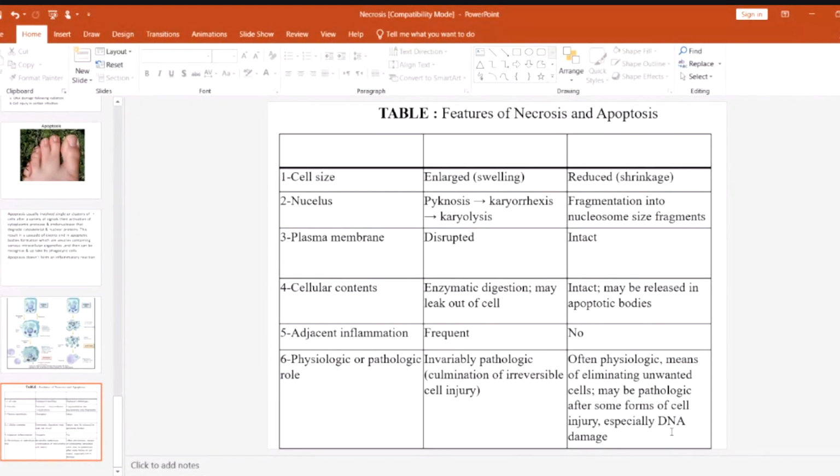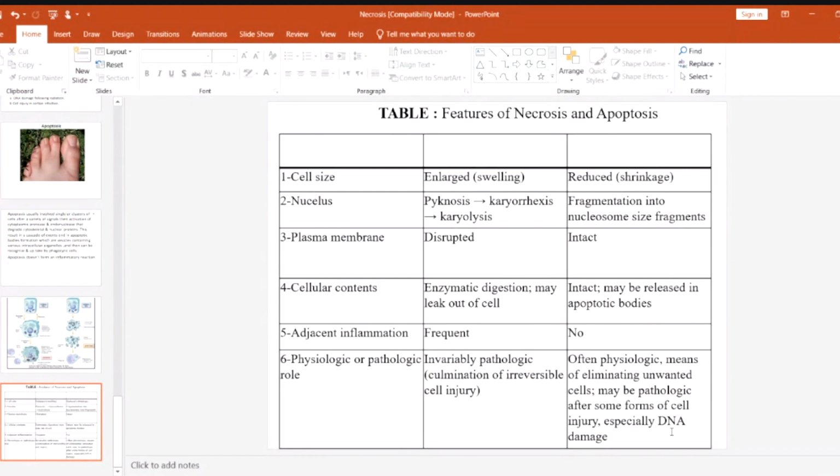About the cell size, necrosis enlarges, apoptosis shrinks. The nucleus in necrosis passes through pycnosis, karyorrhexis, karyolysis. Apoptosis: fragmentation into nucleosome size fragments. The plasma membrane is disrupted in necrosis, while it's intact in apoptosis. In necrosis, enzymatic digestion of the cellular content may leak outside of the cell, while in apoptosis they form apoptotic bodies. Inflammation is usually with necrosis, but usually there is no inflammation in apoptosis.